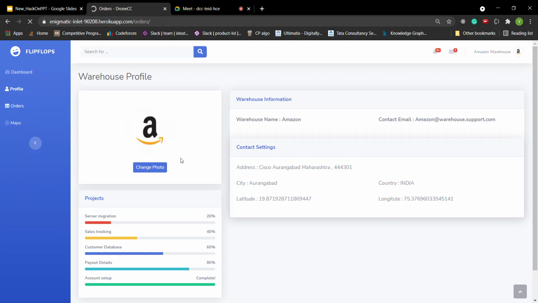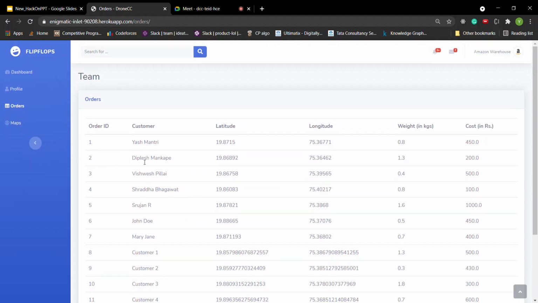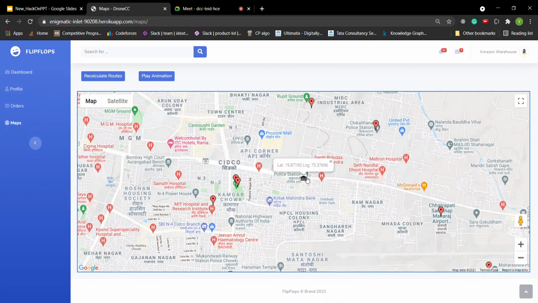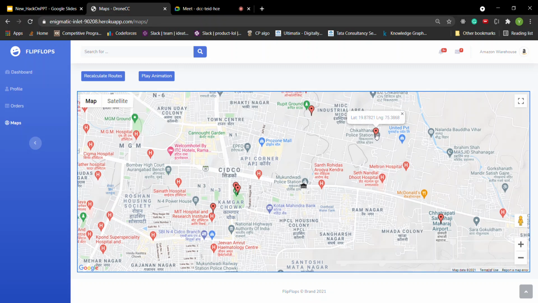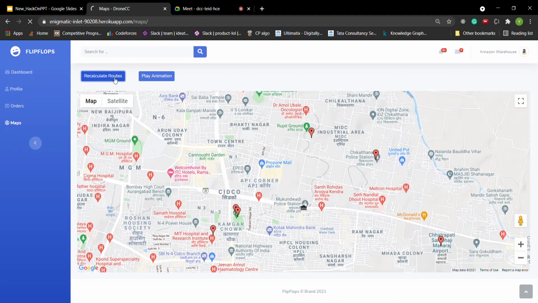Next up is the orders page, where we will retrieve all the orders in the database that are to be dispatched and their details. Finally, the most important of them all is the simulation page. Here, the central icon represents the warehouse location for a particular region, and the red ones are the orders that are to be dispatched that were retrieved from the database. Once we click on calculate routes, our algorithm does the magic in the backend.